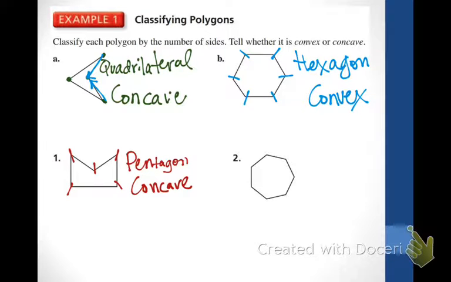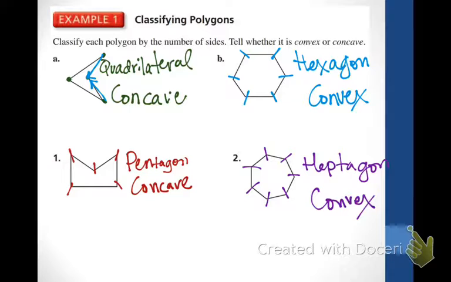All right, number 2. We got 1, 2, 3, 4, 5, 6, 7 sides, which makes it a heptagon. Is it concave or convex? Convex. Agreed. All right, so here is the last portion of today's class. This is where the actual coordinate plane will come into play.